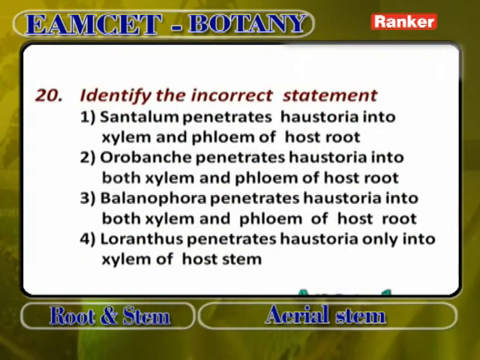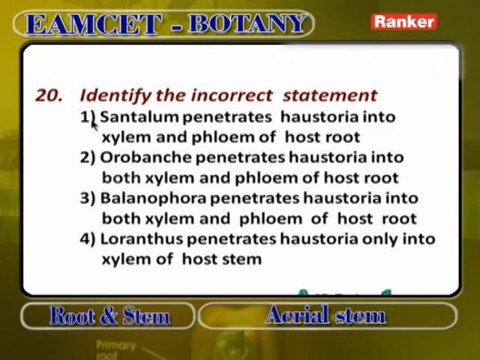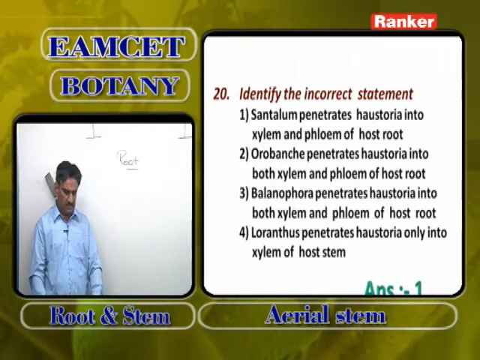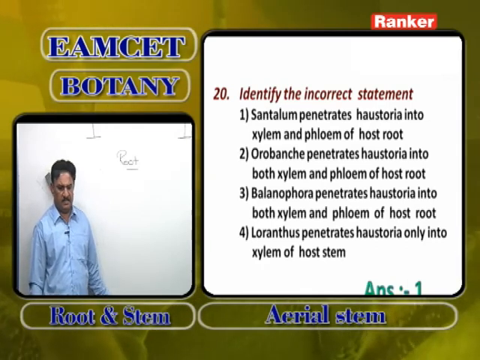Next. Identify the correct statement in the following. Santalum penetrates haustoria into xylem and phloem. Incorrect. Santalum is a partial root parasite. It cannot penetrate its haustoria into both xylem and phloem because partial parasites can synthesize their own food. They depend on the host only for water and minerals. So, their haustoria is penetrated only into the xylem, not into the phloem. So, this is the correct option.